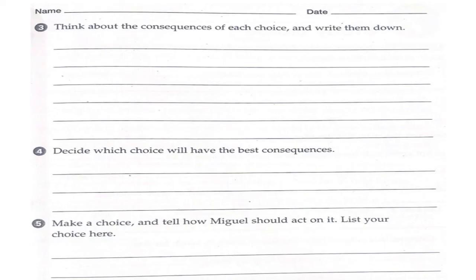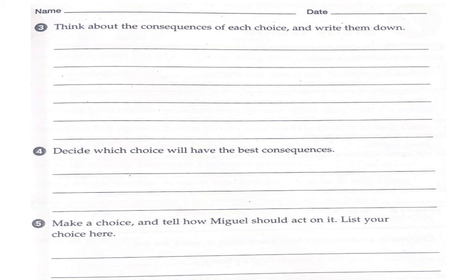Let's look at the questions on page number 71. So the third thing is, think about the consequences of each choice and write them down. So first of all, he's got two choices. First choice, give away the toys. And the second choice is keep them. So let's think about the consequences.